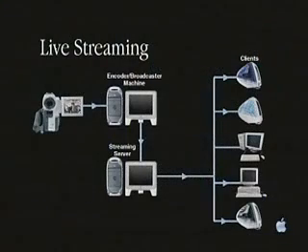The next configuration is live streaming, which adds a couple of pieces to the puzzle. First, you need a camera or some form of input source. And what you do is hook that camera up to an encoder or broadcaster machine. The job of the broadcaster or the encoder is to encode the incoming stream and then to packetize it into RTP format and send it off to a server or a client.